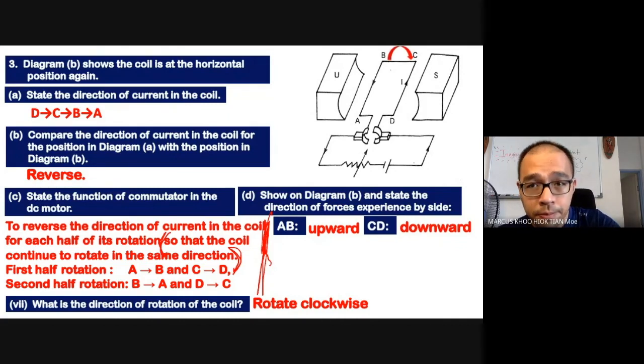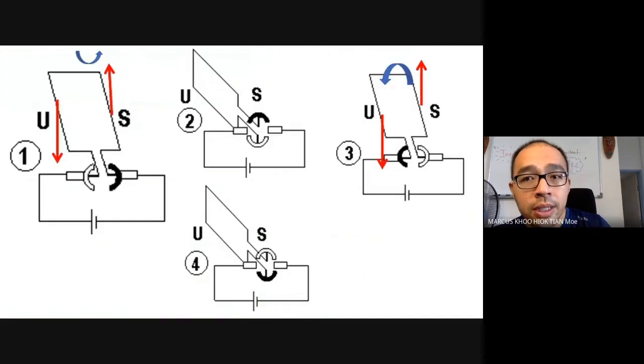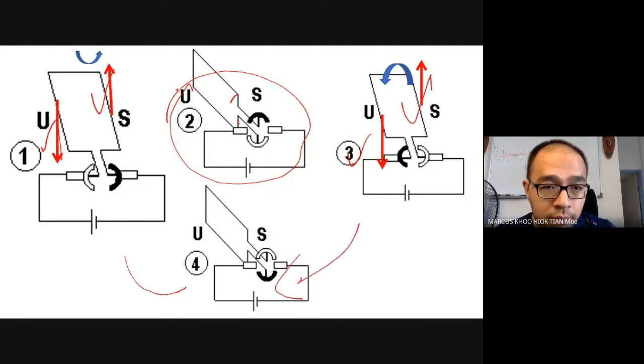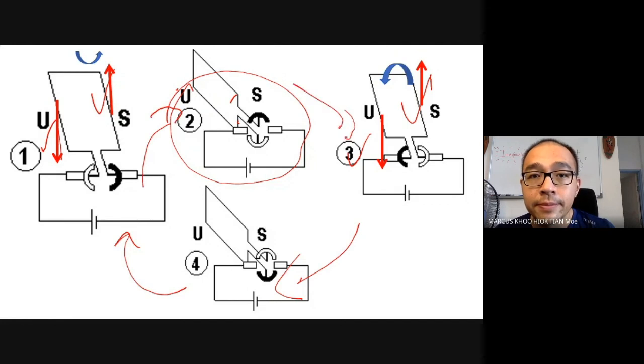I'm going to end here. So this is what is happening. At first, it's going to go down here, and then over here, there is no current flow, but it will continue to spin because of inertia. And then after that, it's going to go here, and we find that the force is still the same. And then it's going to continue, and it keeps reversing, again and again.